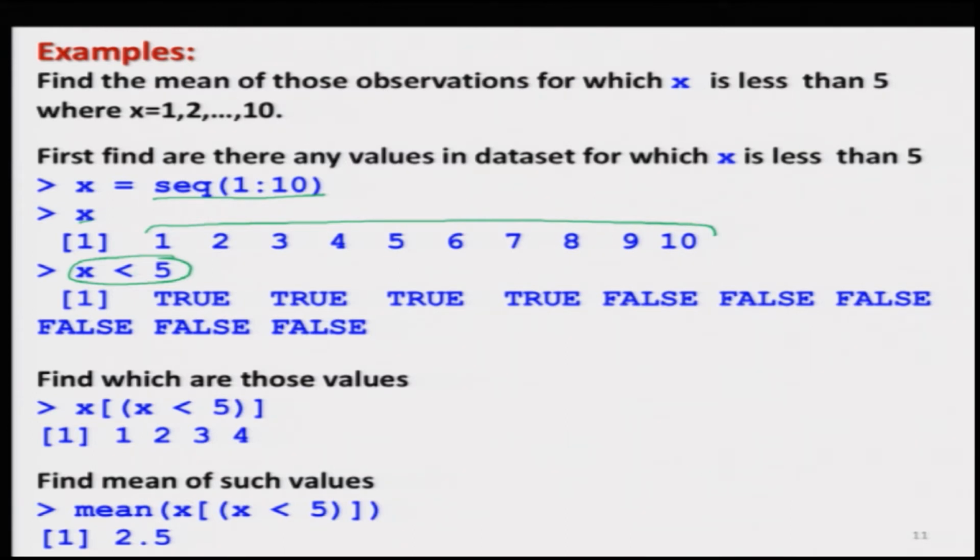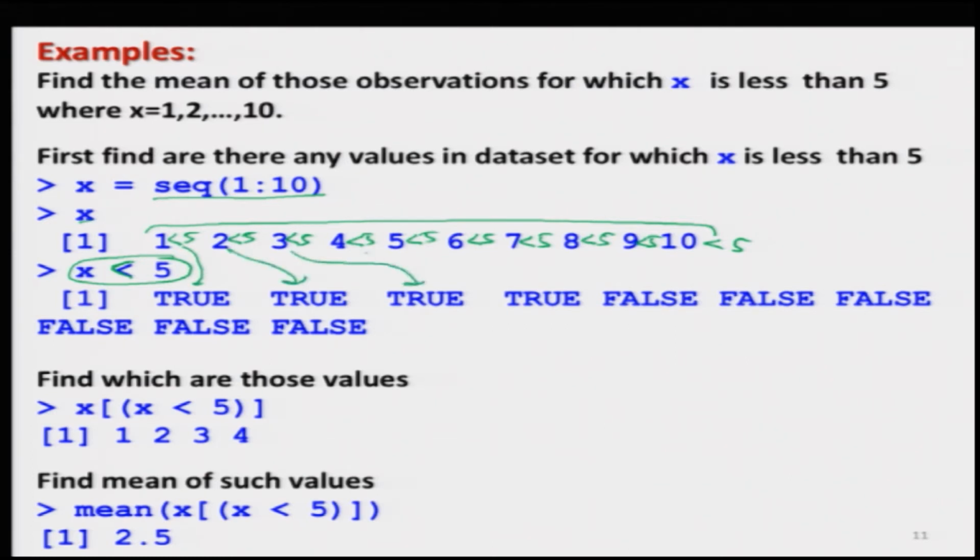So what will it do? It will operate the less than sign on each of the elements: 1 is less than 5, 2 is less than 5, 3 is less than 5, 4 is less than 5, 5 is less than 5, 6 is less than 5, 7 is less than 5, 8 is less than 5, 9 is less than 5, and 10 is less than 5. Now it will give me an output. 1 is less than 5, the answer is yes, it is true. 2 less than 5, true.